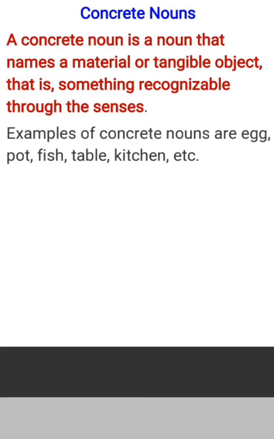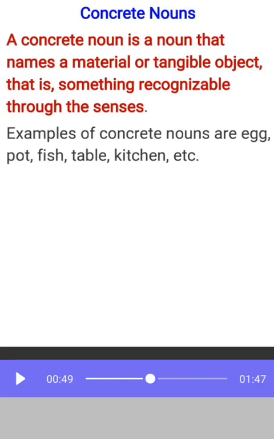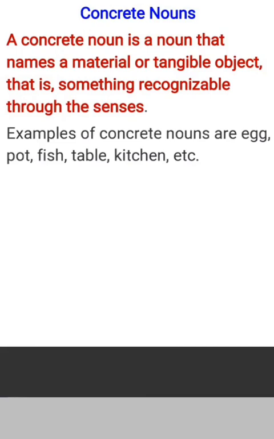Examples of concrete nouns are egg. Egg is a material object. You can say it is tangible. Then we have pot. Pot is a material object. Fish is a material object. Table is a material object.